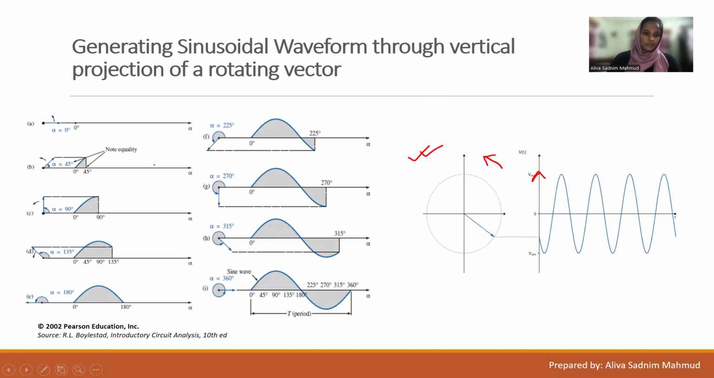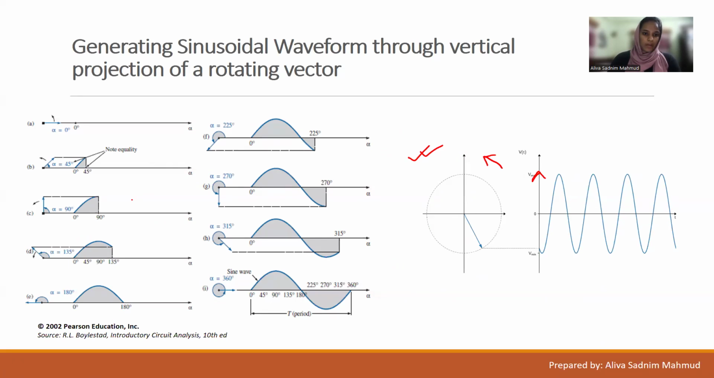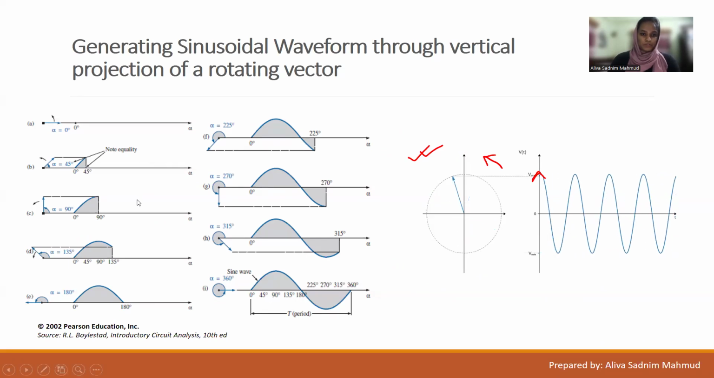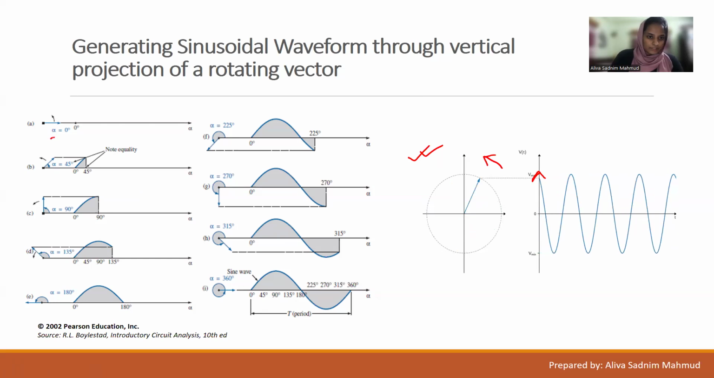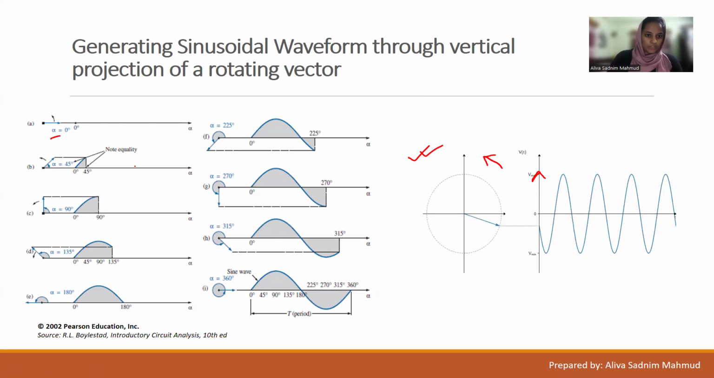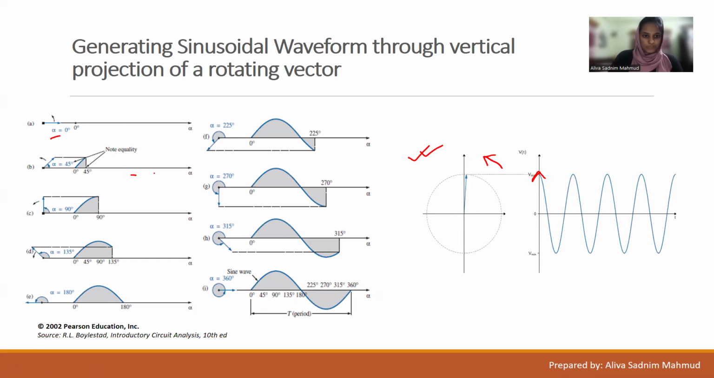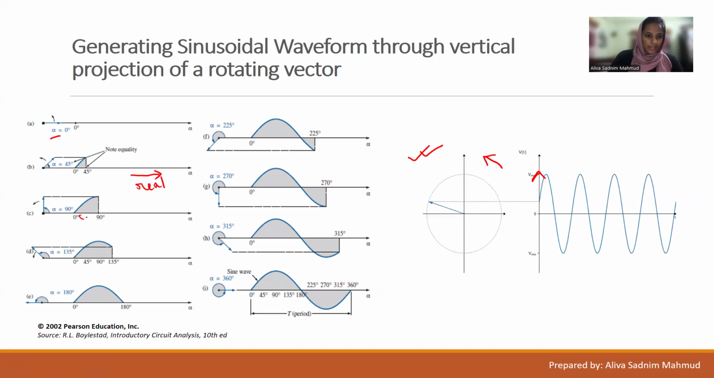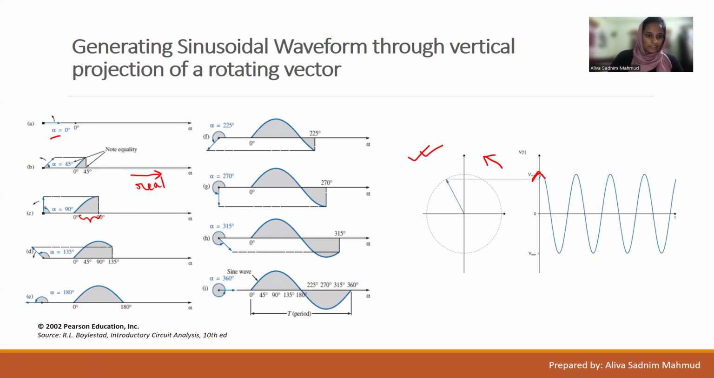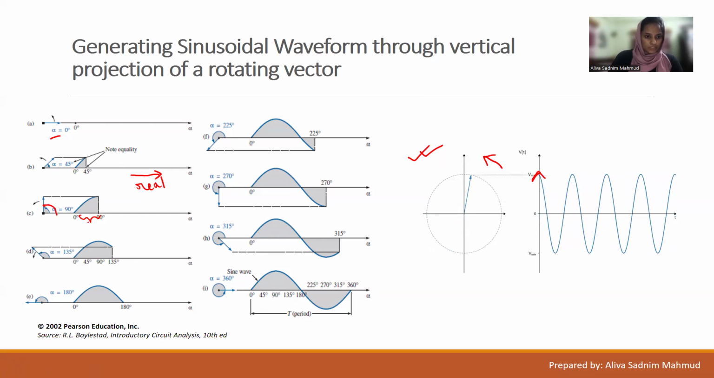Now, if you look at the step-by-step diagram of how the sinusoid is actually created from the rotating vector, you'll see that this angle alpha is the angle the rotating vector creates with the positive x-axis, which is usually called the real axis. Now, this angle and this angle are equivalent.